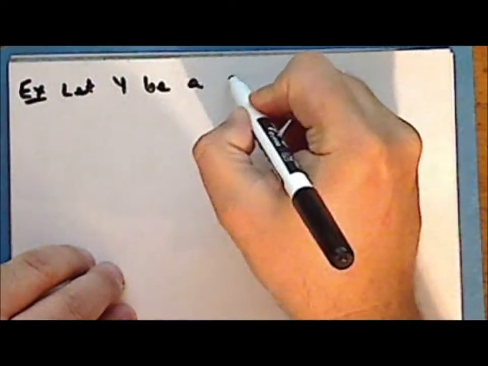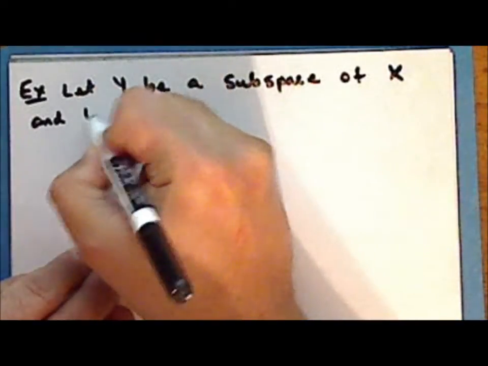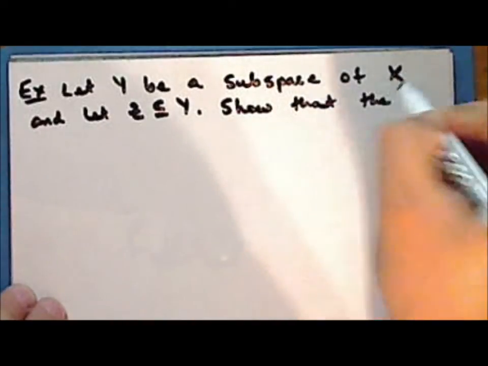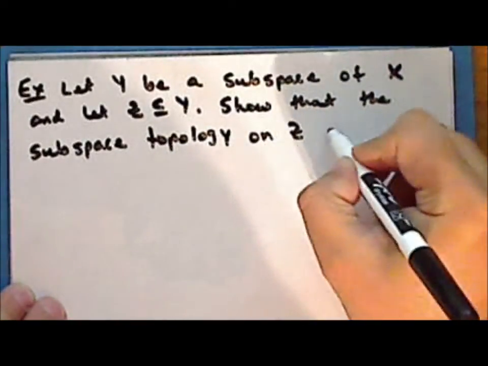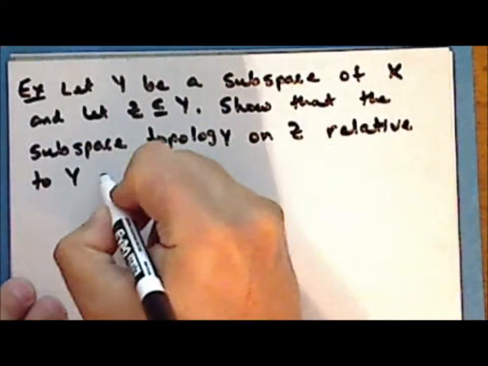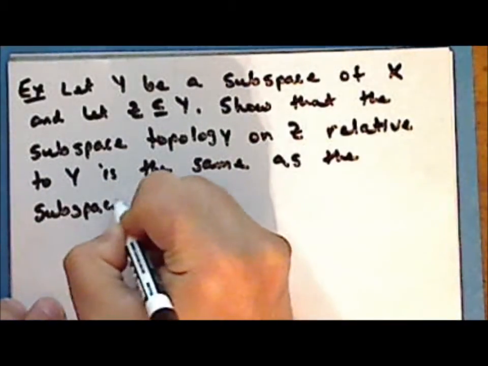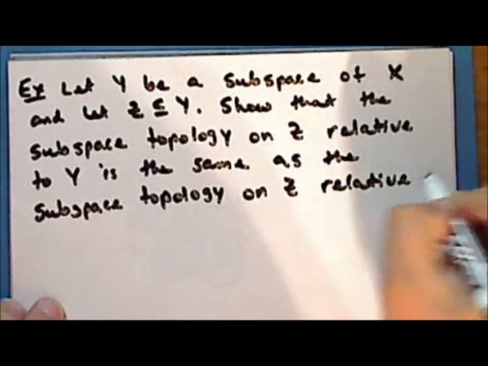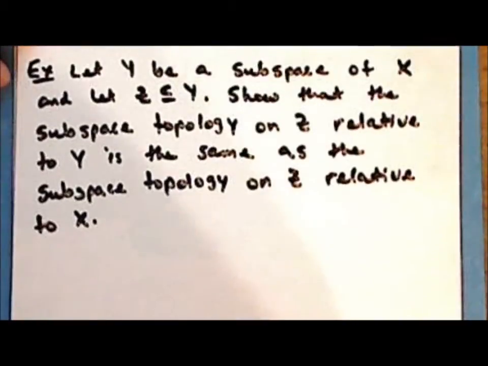So as a second exercise, let Y be a subspace of a space X, and let Z be a subset of the space Y. Show that the subspace topology on Z relative to Y is the same as the subspace topology on Z relative to X. In other words, show that if Y is a subspace of X and Z is a subspace of Y, then Z is a subspace of X.